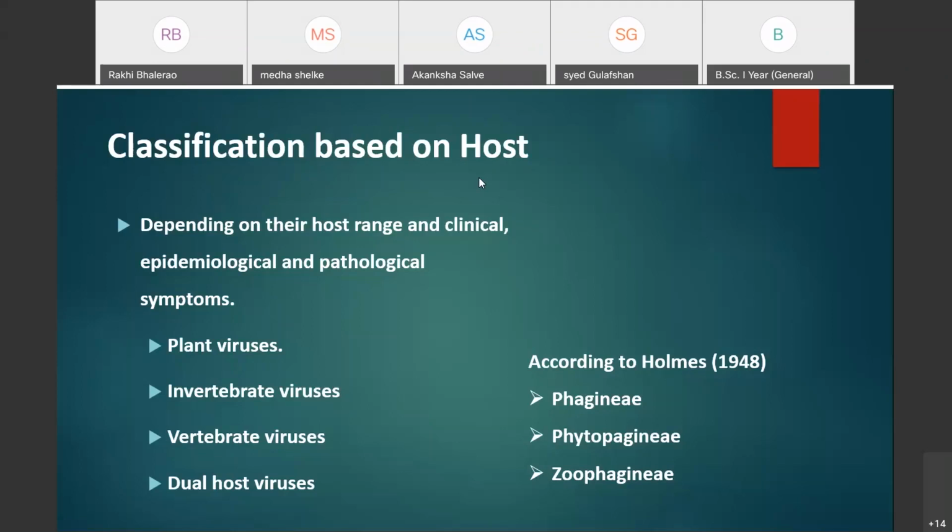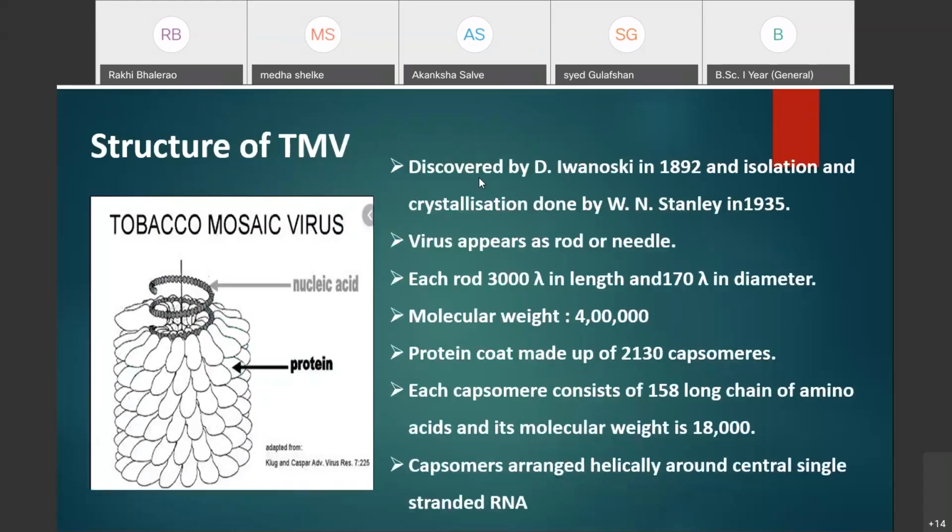Okay, then the structure of the tobacco mosaic virus. Structure of the tobacco mosaic virus.